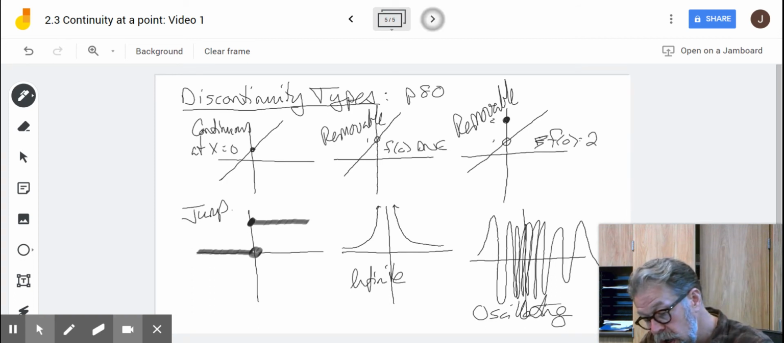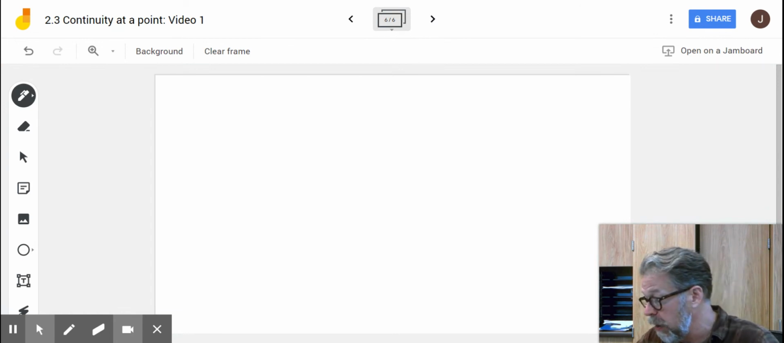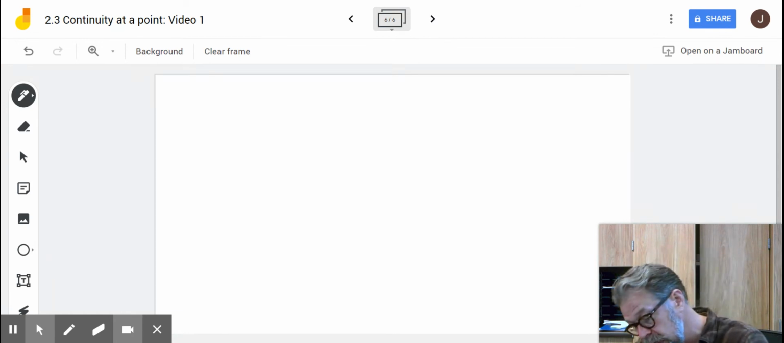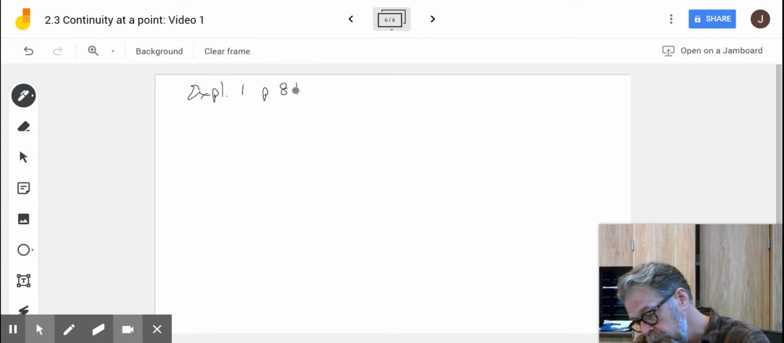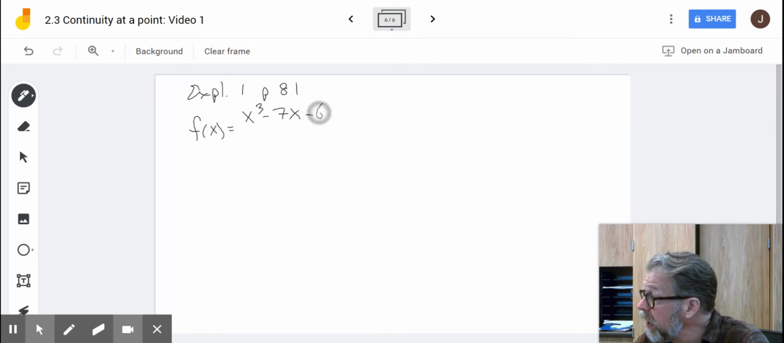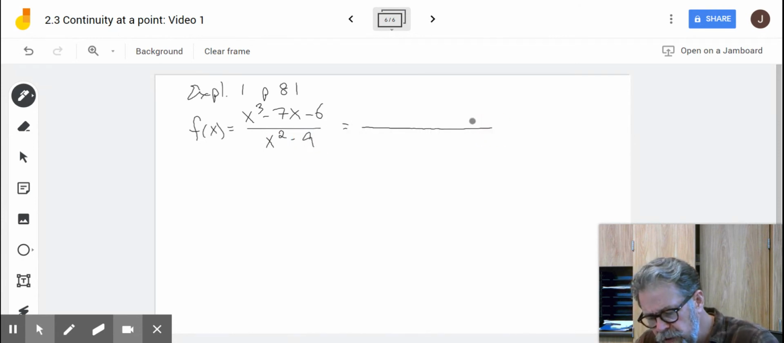So let's talk about removing a discontinuity. How do we get rid of a discontinuity? Let's look at exploration 1 on page 81. We've got the function f of x equals x cubed minus 7x minus 6 over x squared minus 9. Obviously, the denominator factors: x plus 3 times x minus 3.